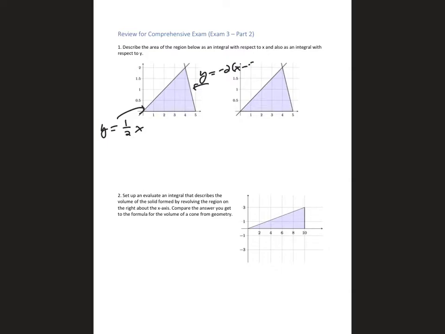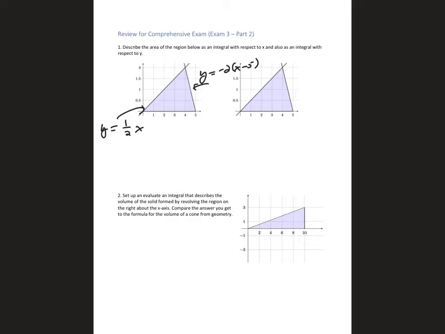-2 times (x minus 5). That would be the equation of that line. It's easy to check that when x is 5, y is 0, and also that it has slope -2. So however you personally would like to find the equation of lines works just fine for this.